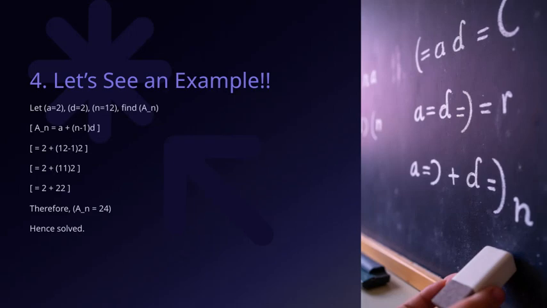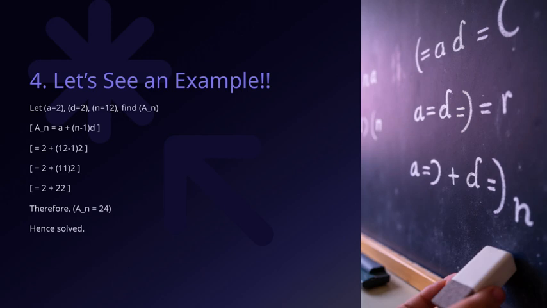Hence, it's solved. Therefore, a sub n equals 24. We can see this written as a sub n equals 2 plus 22. Or, more clearly, a sub n equals 2 plus the product of 11 and 2. This simplifies to 2 plus the product of 12 minus 1 and 2.